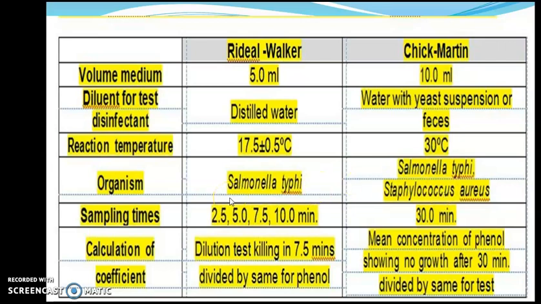And the sampling times for Riddle-Walker are 2.5, 5, 7.5 and 10 minutes. Whereas in Chick-Martin, it is 30 minutes. A longer duration is taken. And for the calculation of the coefficient, the dilution of the test disinfectant killing in 7.5 minutes is divided by the same for phenol in the case of the Riddle-Walker method. Whereas in Chick-Martin, the mean concentration of phenol showing no growth after 30 minutes is divided by the same for the test disinfectant.